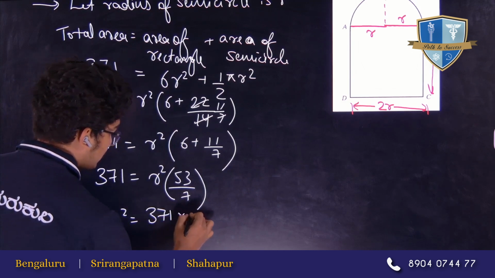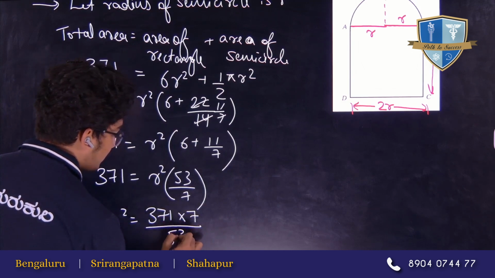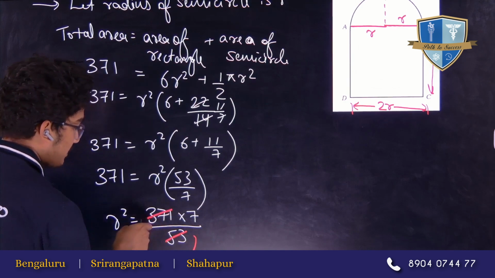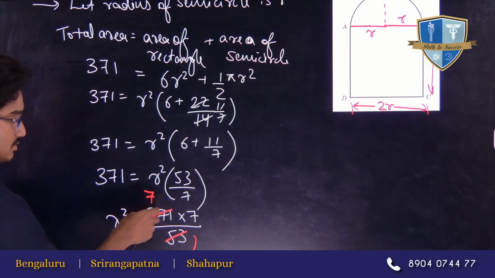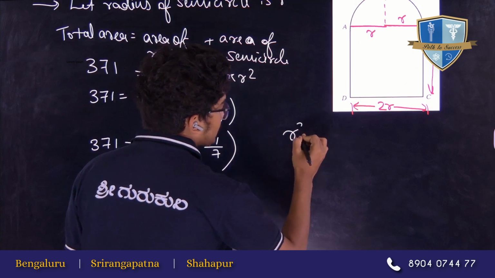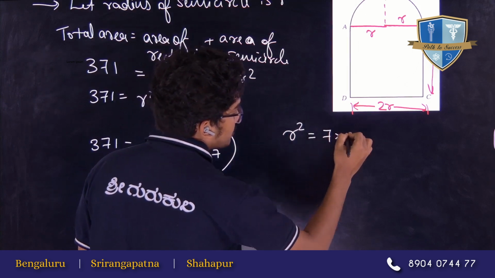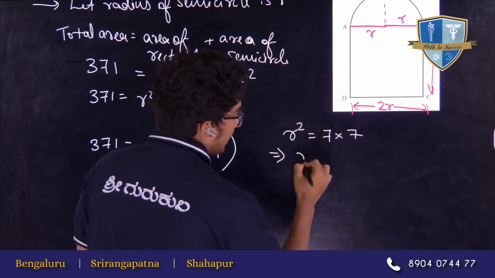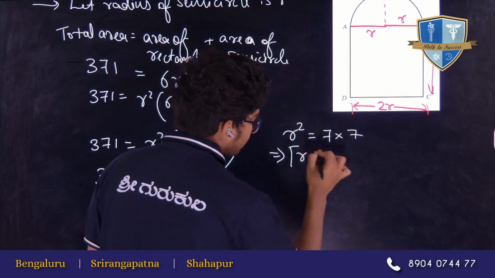Which implies r square is equal to 371 into 7 divided by 53. 53 ones are 53 and 53 sevens are 371. So r square is equal to 7 into 7, which implies r is equal to 7.